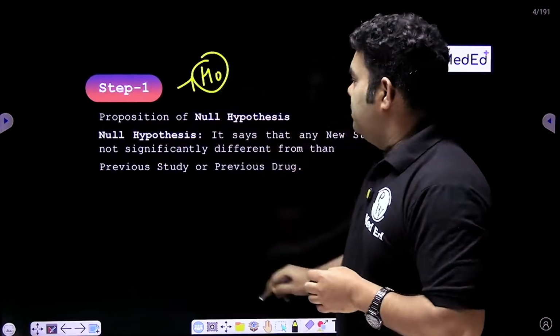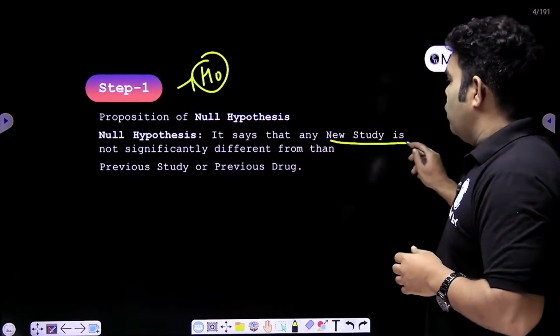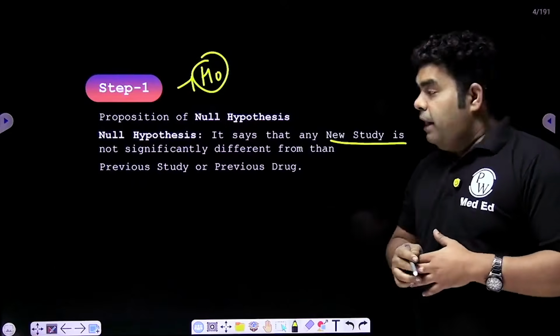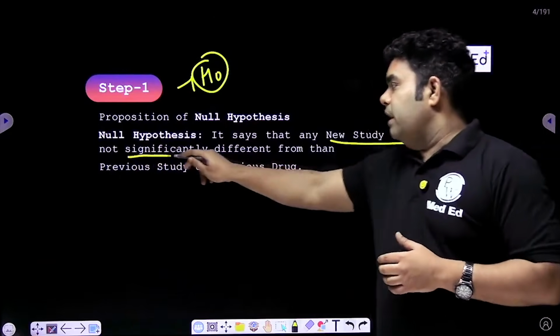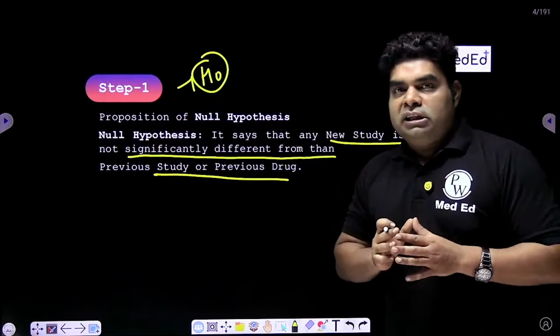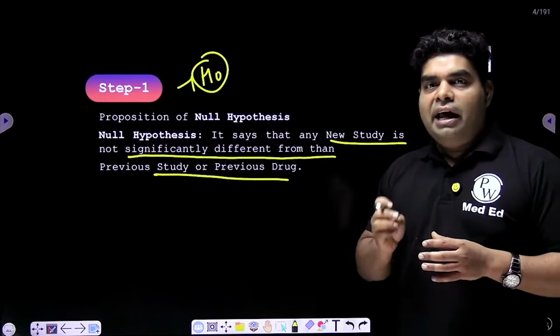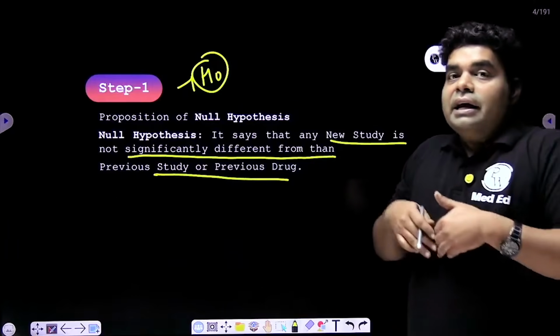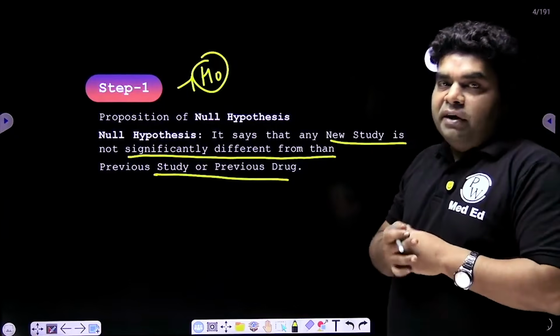Null hypothesis simply says that the new study or the new drug which you have found is not significantly different than the previous drug or previous study. So null hypothesis just says that our new drug is null, useless. The new drug is not significantly different than previous.